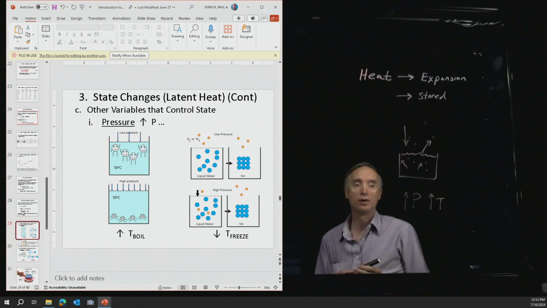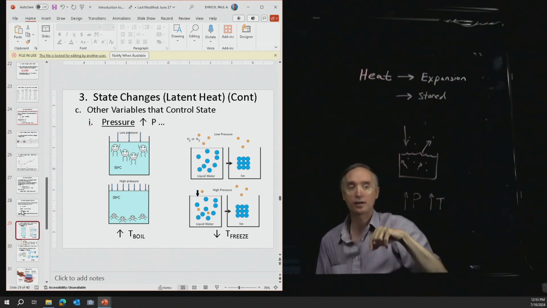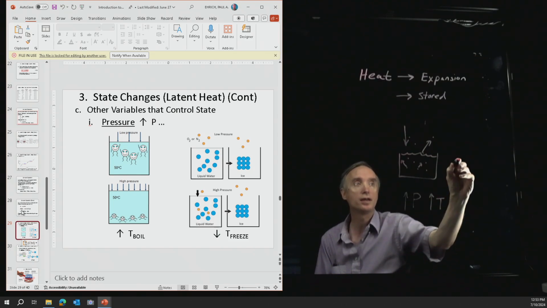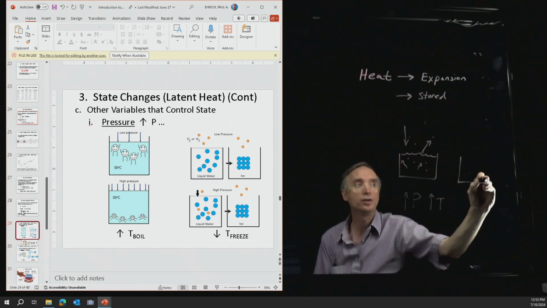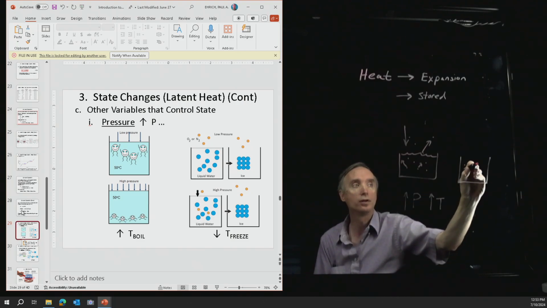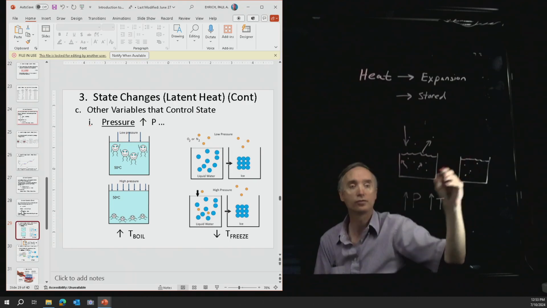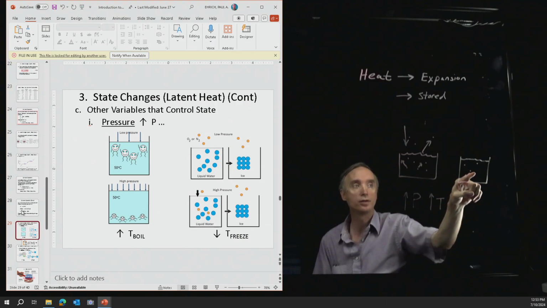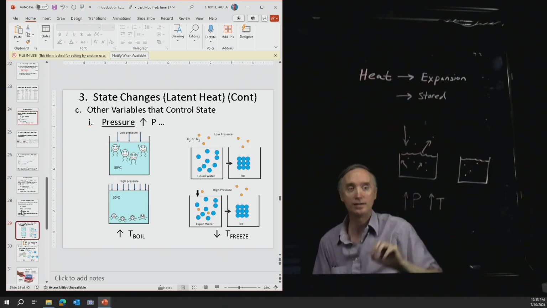Now, what about freezing? How does pressure affect the freezing point of water? Well, in this case, here again are the water molecules, and what we want to do is to freeze them. Under conditions of low pressure, it's very easy for these water molecules to lock together and turn into ice.